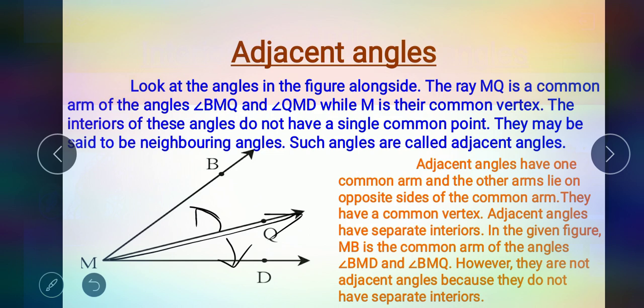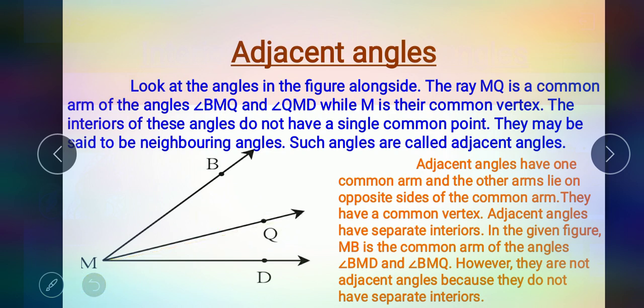Nothing else is common. So here, students, you will make sure that if two angles have one common arm and their interiors are separate, they are not common, then the two angles are called adjacent angles, students. We'll go through the paragraphs over here so that you will understand it better.